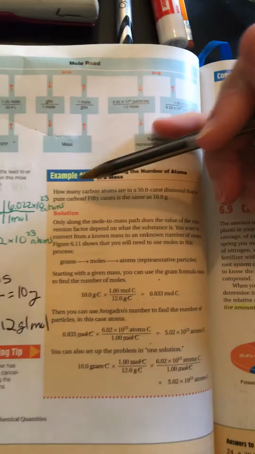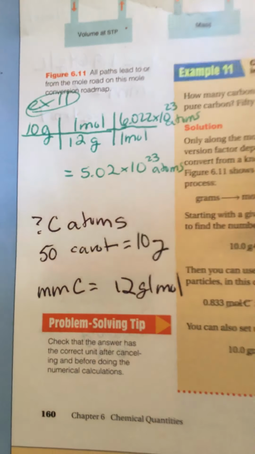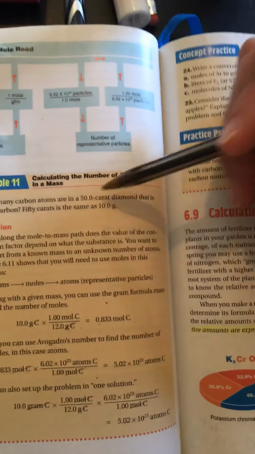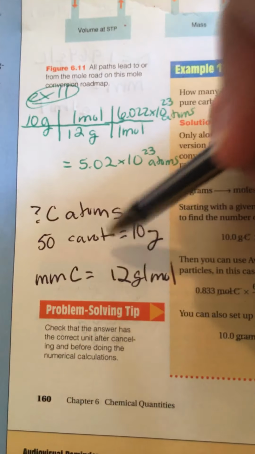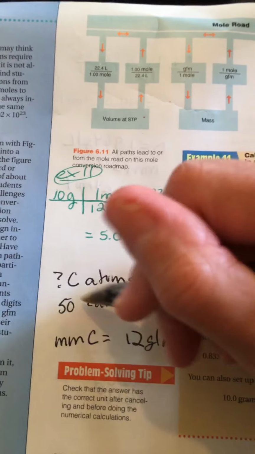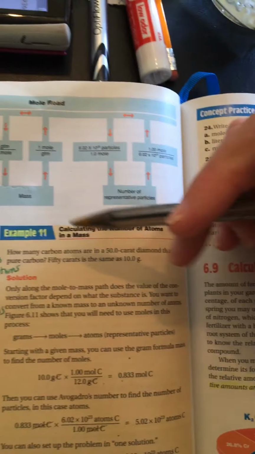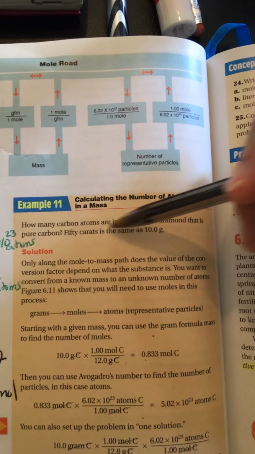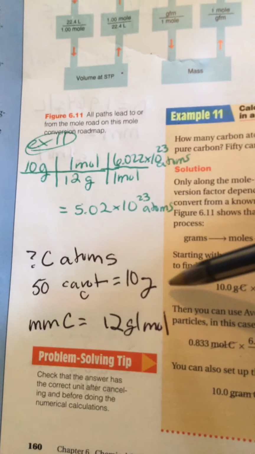Okay, next idea. How many carbon atoms, so that's our question, how many carbon atoms are in a 50 carat diamond? 50 carat. That is pure carbon. And so it's 50 carat of carbon. Then they tell us 50 carats is the same as 10 grams. So I put equals 10 grams.